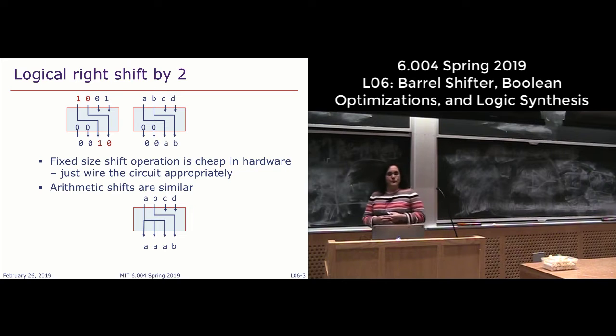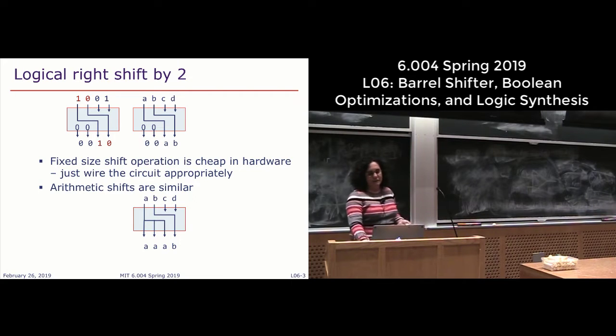Now suppose that instead of doing a logical shift right, I want to do an arithmetic shift right. How does my hardware change? The hardware stays pretty much the same, except that in this case, instead of shifting in zeros, I'm going to shift in my most significant bit. We've seen this already in recitation in terms of how to work with 2's complement numbers, but this is what you would actually have to do in your hardware.